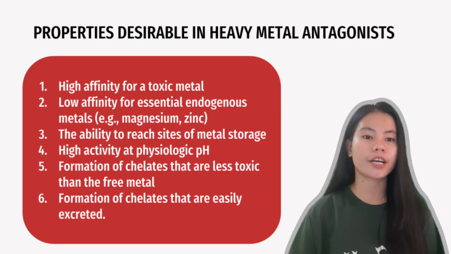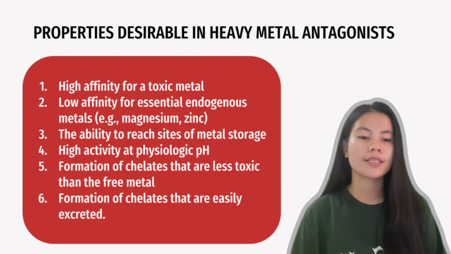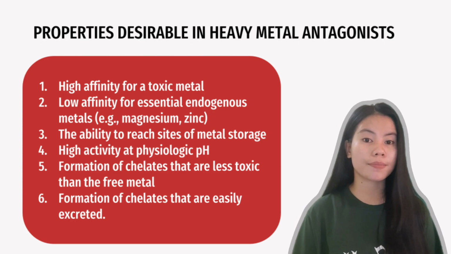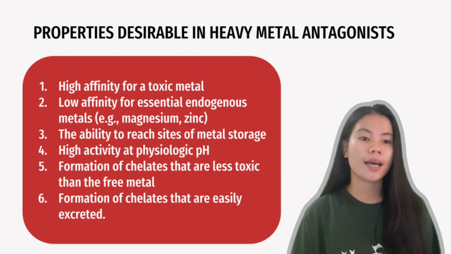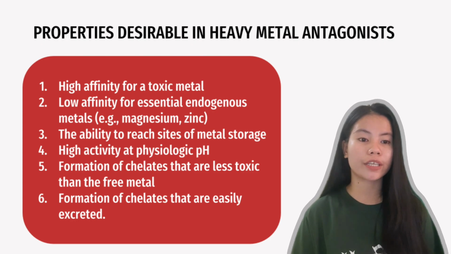Properties desirable in a heavy metal antagonist include, first, high affinity for a toxic metal. Second, low affinity for essential endogenous metals such as magnesium and zinc. Then the ability to reach sites of metal storage. Then high activity at physiologic pH. Then formation of chelates that are less toxic than the free metal. And the last one, the formation of chelates that are easily excreted.